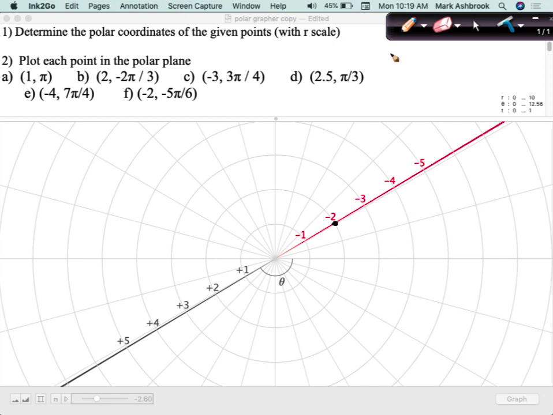Is negative 5 pi over 6 the same as negative 5 over 6, where you just flip the line? Can you go counterclockwise and then flip the line? Okay, so now we've got this point here, negative 2, negative 5 pi over 6. Is there another way to write that point? Is there another way to get to that point using polar coordinates? Tell me. Positive 2 and pi over 6. Is there another way with positive 2?